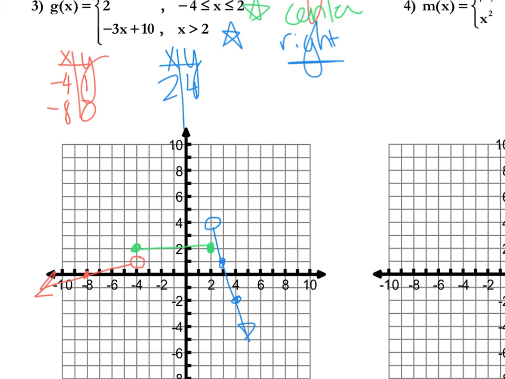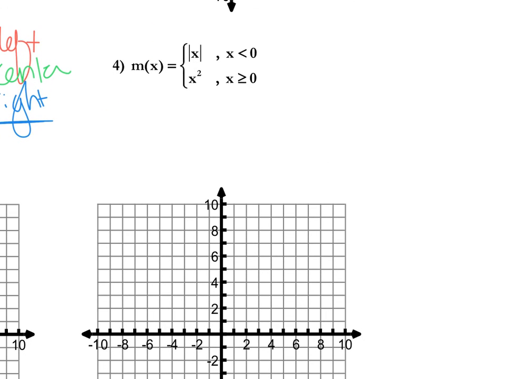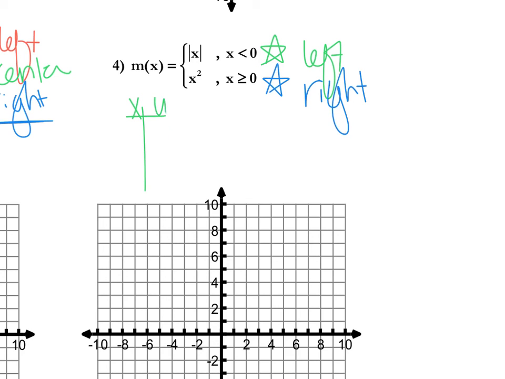Okay. And then the last function we're going to do, notice that there is an absolute value function and a quadratic function, but we still address it the same way. And I'm going to write to the left since x is less than 0. And then this is the blue one, and it's going to go to the right. There is no center piece this time. So for x, y, we plug in 0, we get 0, and it's going to be an open circle. I just want to the left.